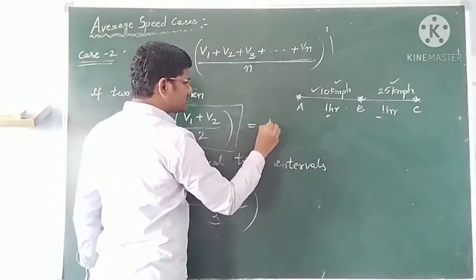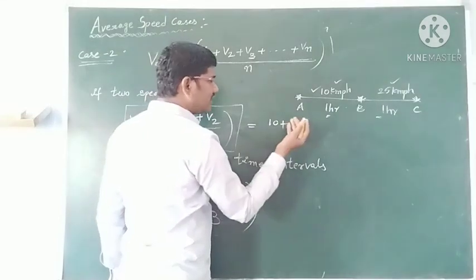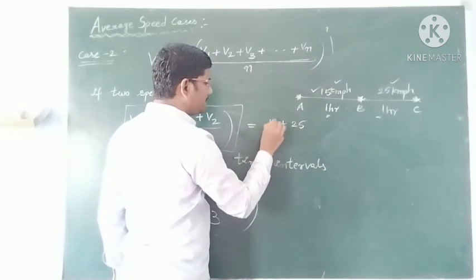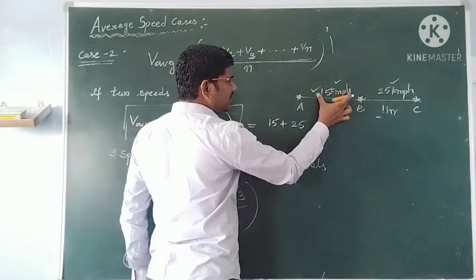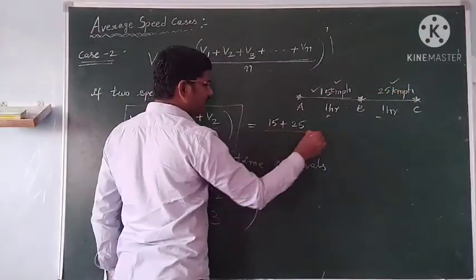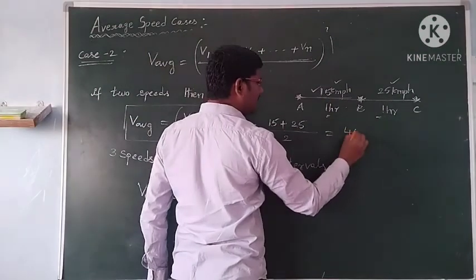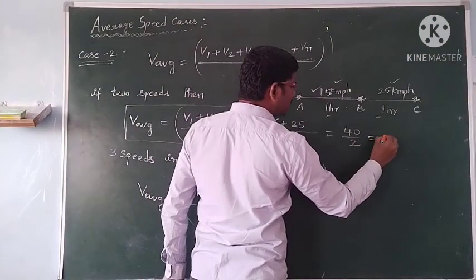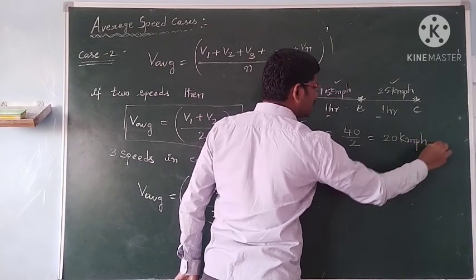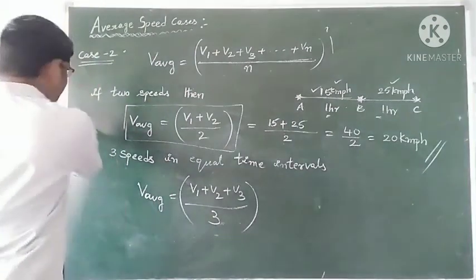So V1 is 10 plus V2 is 25. Okay, otherwise you take this as 15. First 1 hour we maintain this speed, next 1 hour we maintain that speed. Then 15 plus 25 by 2. So 15 plus 25 is 40, 40 by 2 becomes 20 km/h. So the answer is 20 km/h.